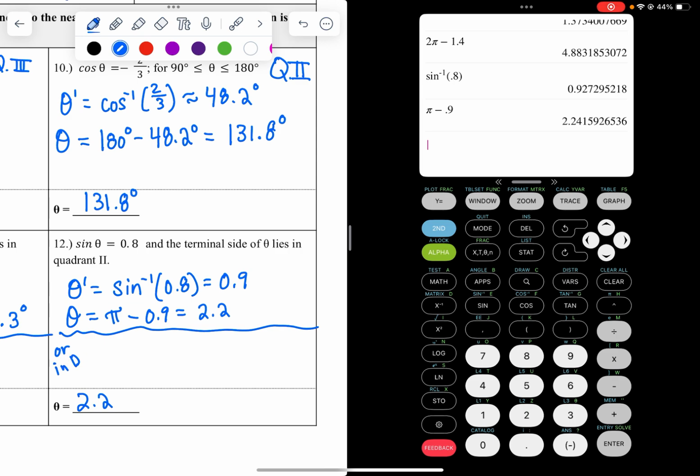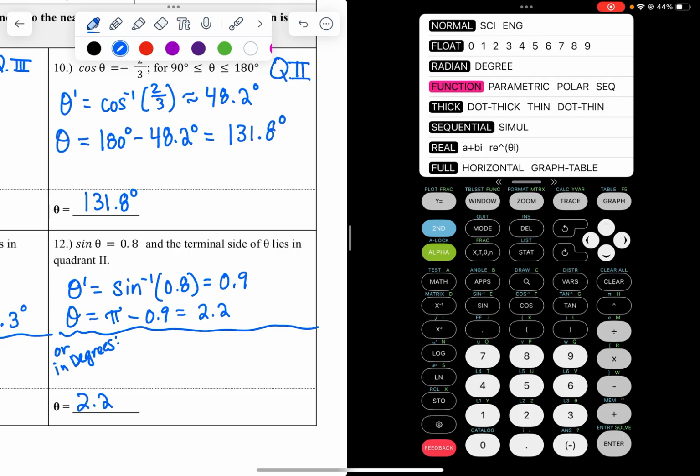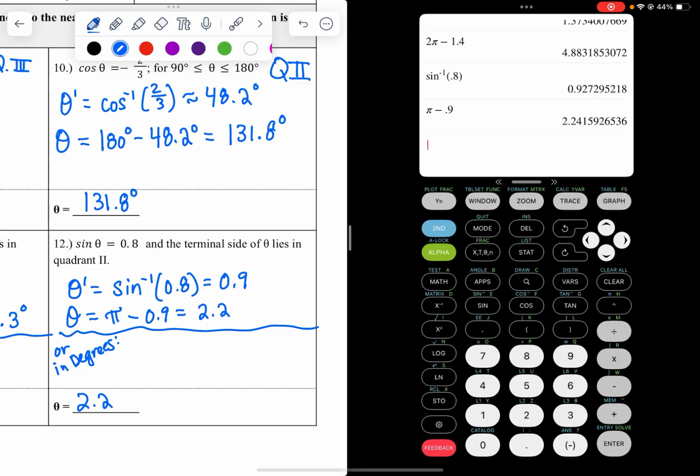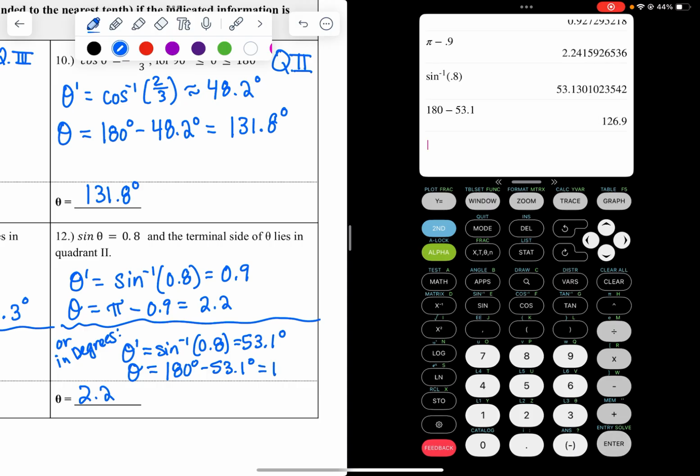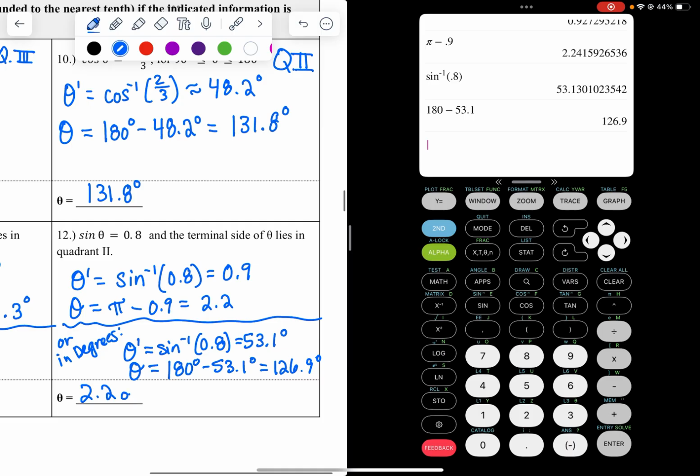Or if you do it in degrees, remember, I'd have to switch back. So I've got to go to mode, go down, switch over to degree, highlight that, hit enter. Second mode will put you out of that, take you back to your home screen. And we just do it again. Second sine gives us the inverse sine of 0.8. So theta prime equals inverse sine of 8/10. And so we get 53.1 degrees. And so theta would equal 180 degrees minus 53.1 degrees. And so we get 126.9 degrees.